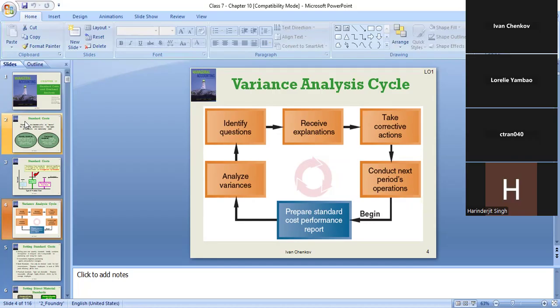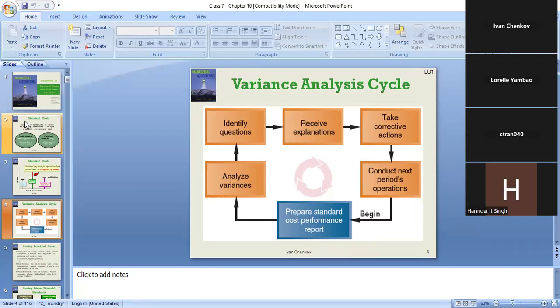Now, listen carefully, because this is a very important part of the process, which I usually personally skip. But I want you as a manager not to skip this part. Once you see variances, don't jump directly to corrective action. On the contrary, identify questions. Wait and receive explanations for those questions, and after that, take the corrective action. I'll show you in a few minutes why.